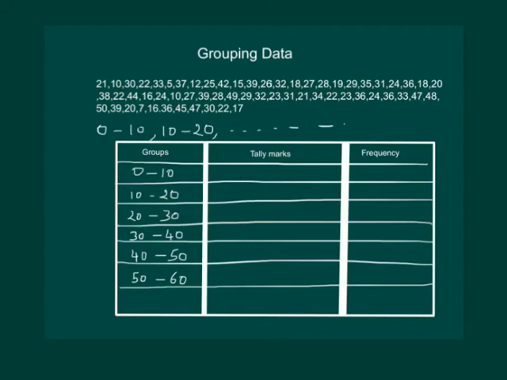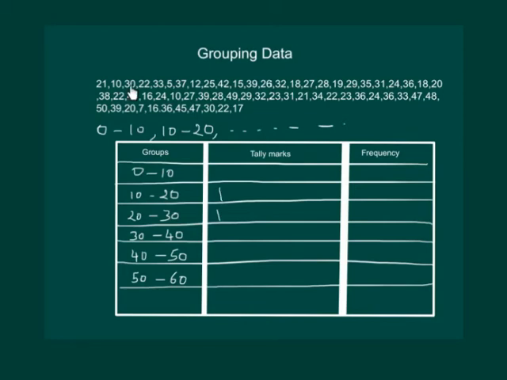For that, we start with looking at the data and marking. We have 21, which will lie between 20 to 30. So let us mark a bar in 20 to 30. Next we have 10, which lies between 0 to 10, and also between 10 to 20. Since it is not possible that an observation can belong simultaneously to two classes, to avoid this, we adopt the convention that the common observation will belong to the higher class. That means 10 will belong to the 10 to 20 class. So we put a bar here.